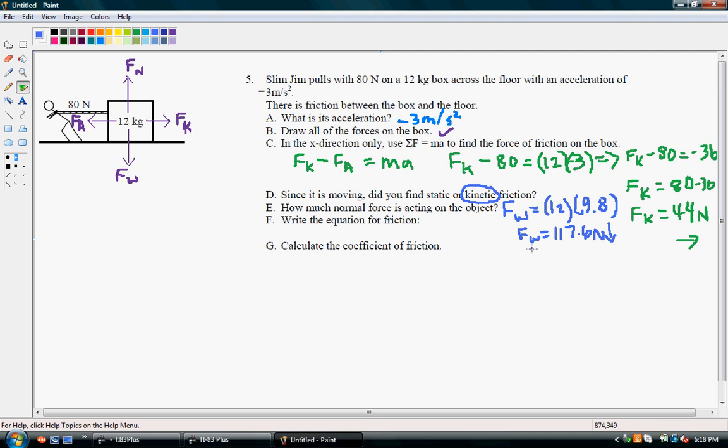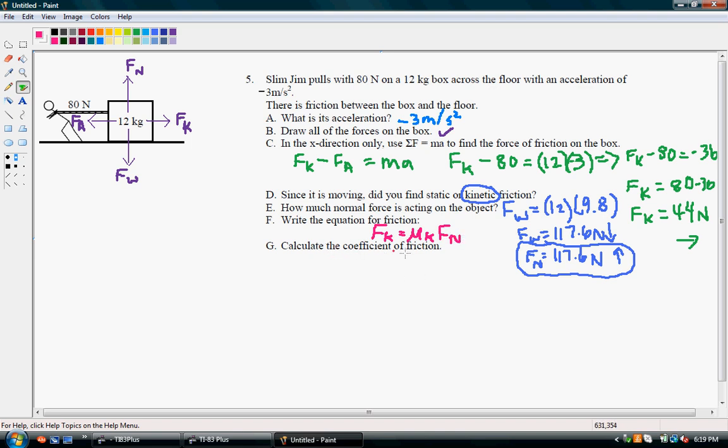Well, we want the normal force. So if the force of weight is 117.6 newtons down, we know the normal force is going to be 117.6 newtons up. Right? So that's our normal force right here. Alright, write the equation for friction. We know that kinetic friction, Fk, is equal to mu k, the kinetic friction coefficient, times the normal force.